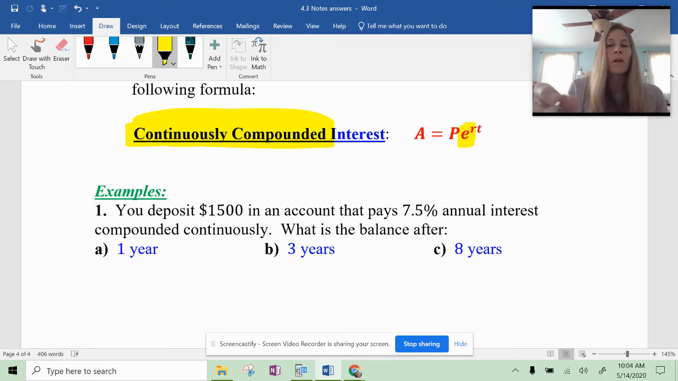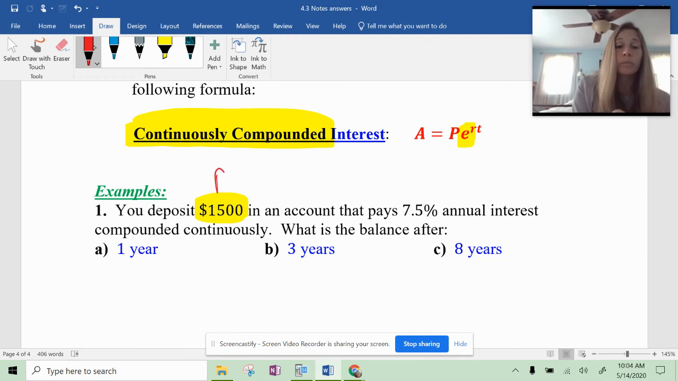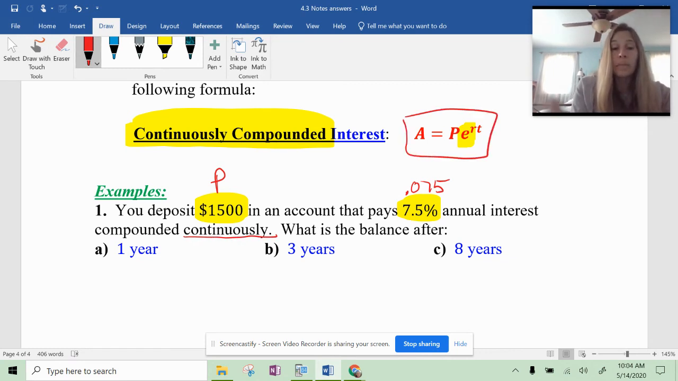So if we deposit this $1,500, that's our principal amount, in an account that pays 7.5% interest. We're going to use 0.075 for that decimal. And we're compounding it continuously, which tells us we're using this formula here. Now, the years is the T. Now, you have two options with this. You could just simply put in 1,500 times E raised to 0.075, and then you could just multiply that to, let's say, 1 or 3 or 8.